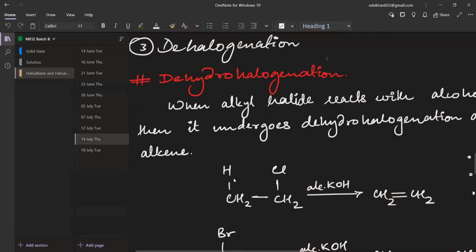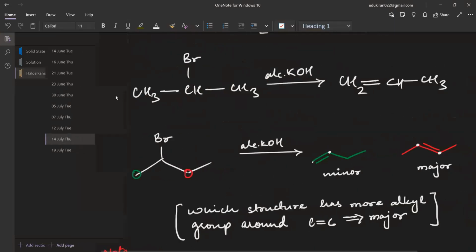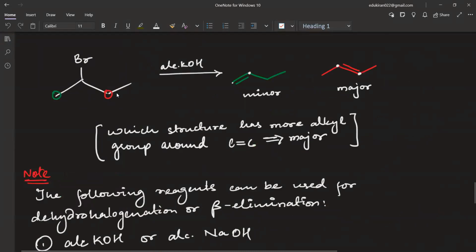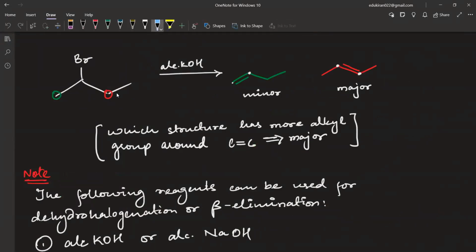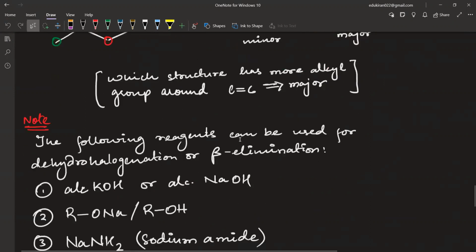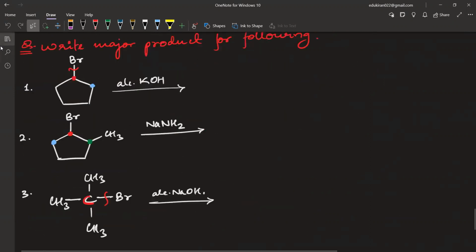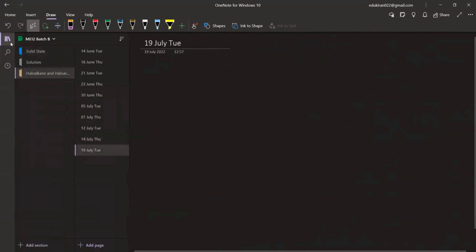So in the last lecture, we ended with the topic of dehydrohalogenation of haloalkanes. We saw that the structure which has more alkyl groups around the C=C double bond will be the major product. We did a few questions also, and let us try a few more, and then we will write a rule. Please write with me.